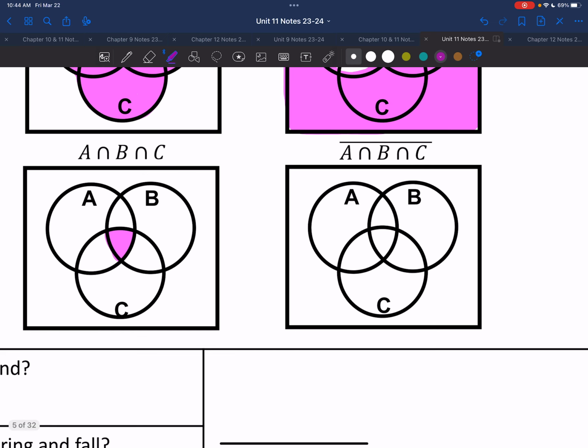And then this last one, this one is not A and B and C, so you can think of it as the opposite of this one, all right, the complement. So if A and B and C is just this little tiny center, the complement of that, the opposite, would be everything outside that center.